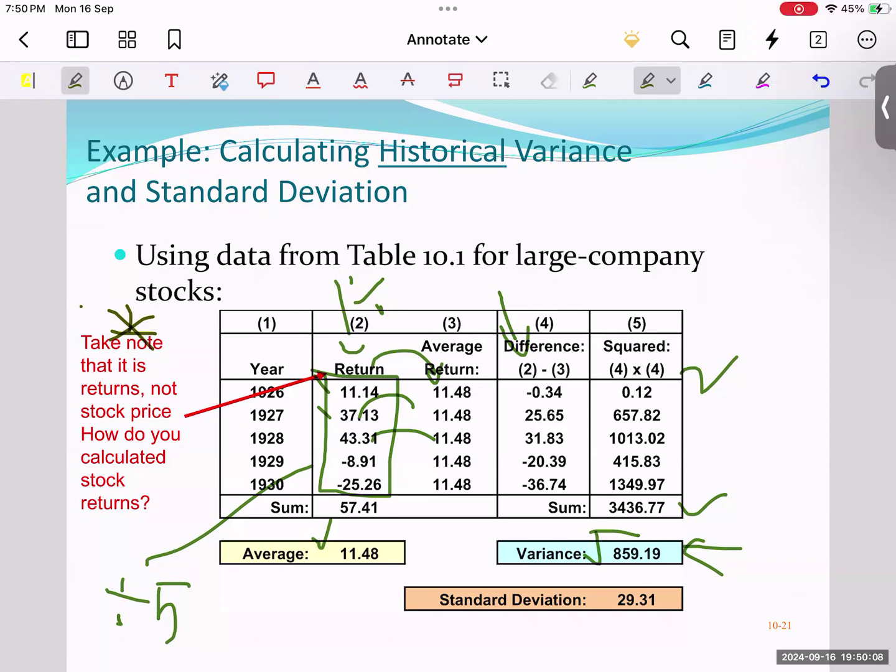It's the price you bought minus the final price. Returns is essentially profit. Correct, totally right. So you must take the initial price, final price minus initial price, divided by initial price. So you need to calculate the returns for all your years. Okay, so just be very careful. Some questions can be very tricky. They give you stock price, but you cannot use stock price. You need to calculate the returns.